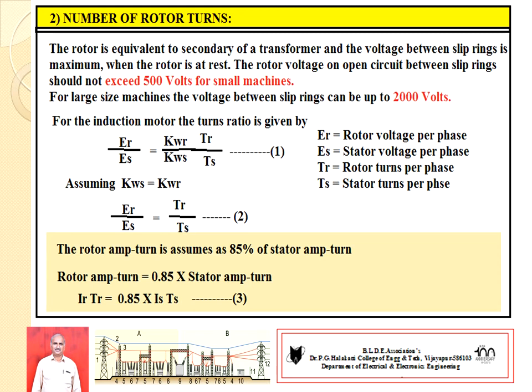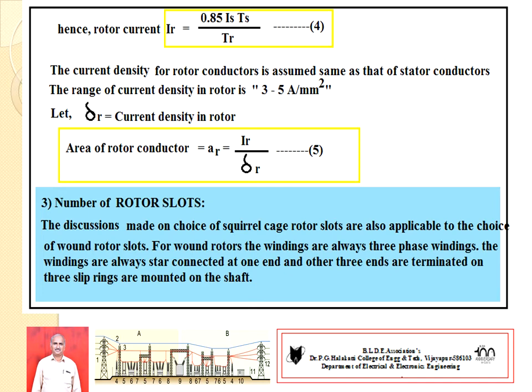Remember another important factor: the rotor ampere turns is assumed as 85% of the stator ampere turns. What is the rotor ampere turn? Product of rotor current and rotor turns. What is the stator ampere turn? Product of stator current and stator turns. So IR into TR equals 0.85 times IS into TS. This is equation number 3. Hence, it is possible to determine the rotor current: rotor current equals 0.85 times IS TS divided by TR.